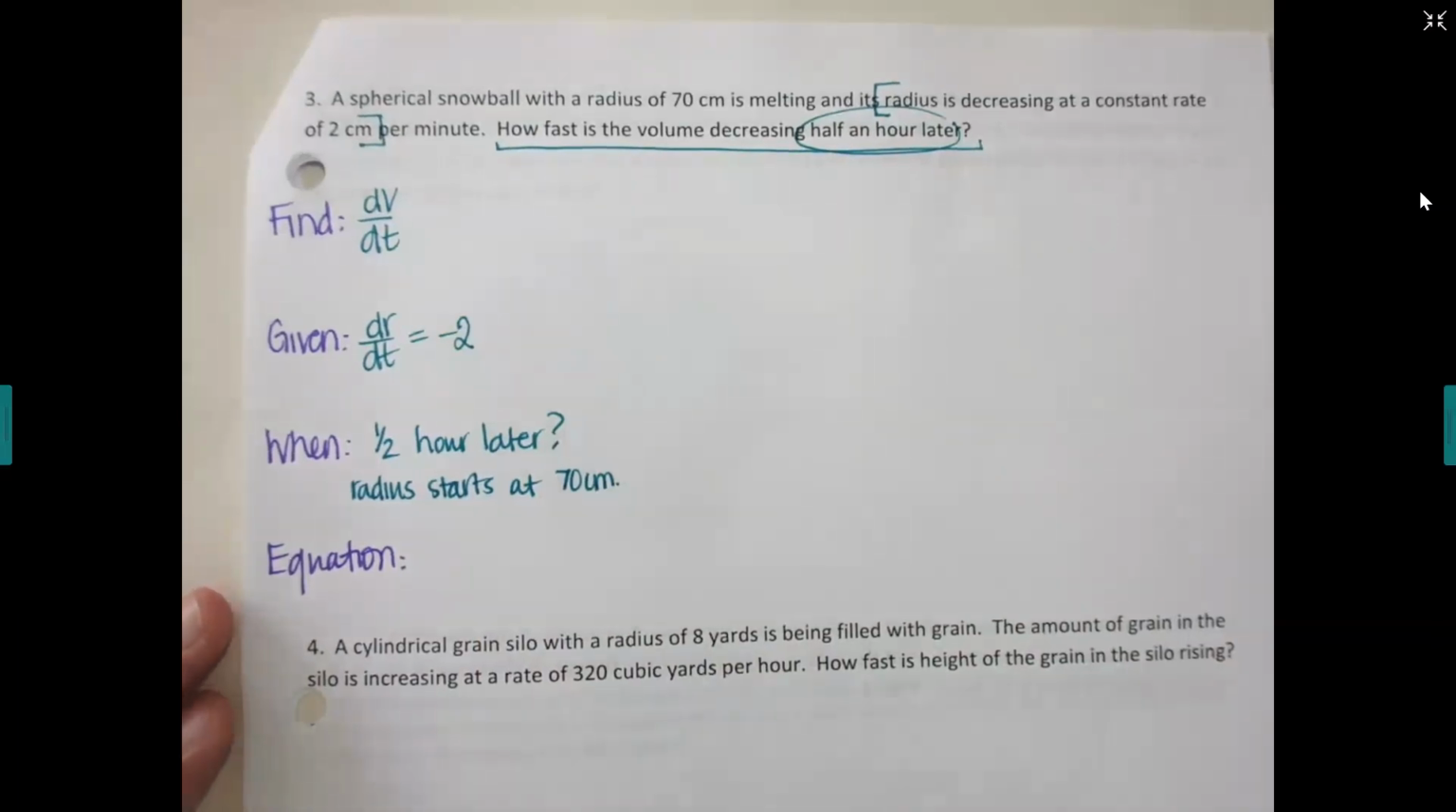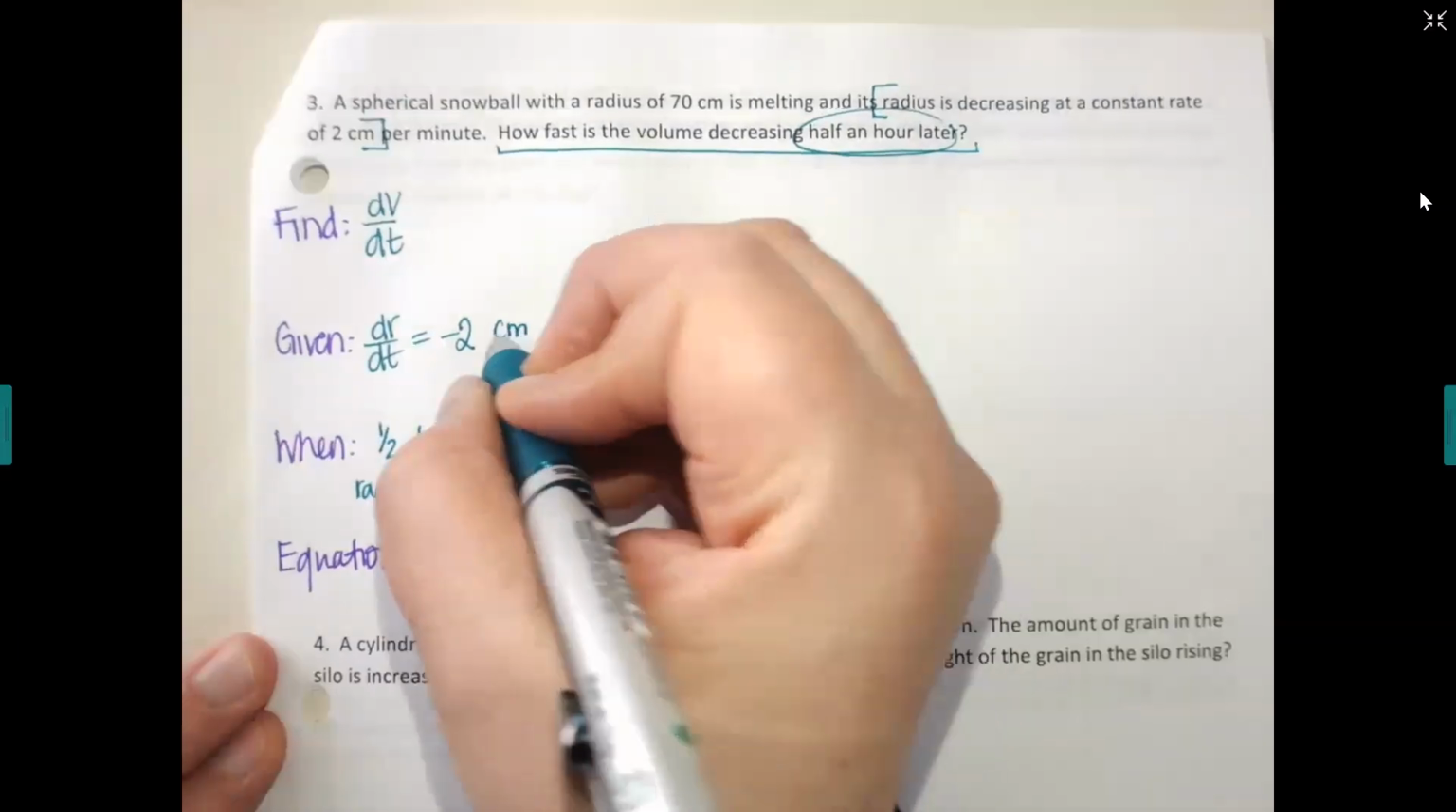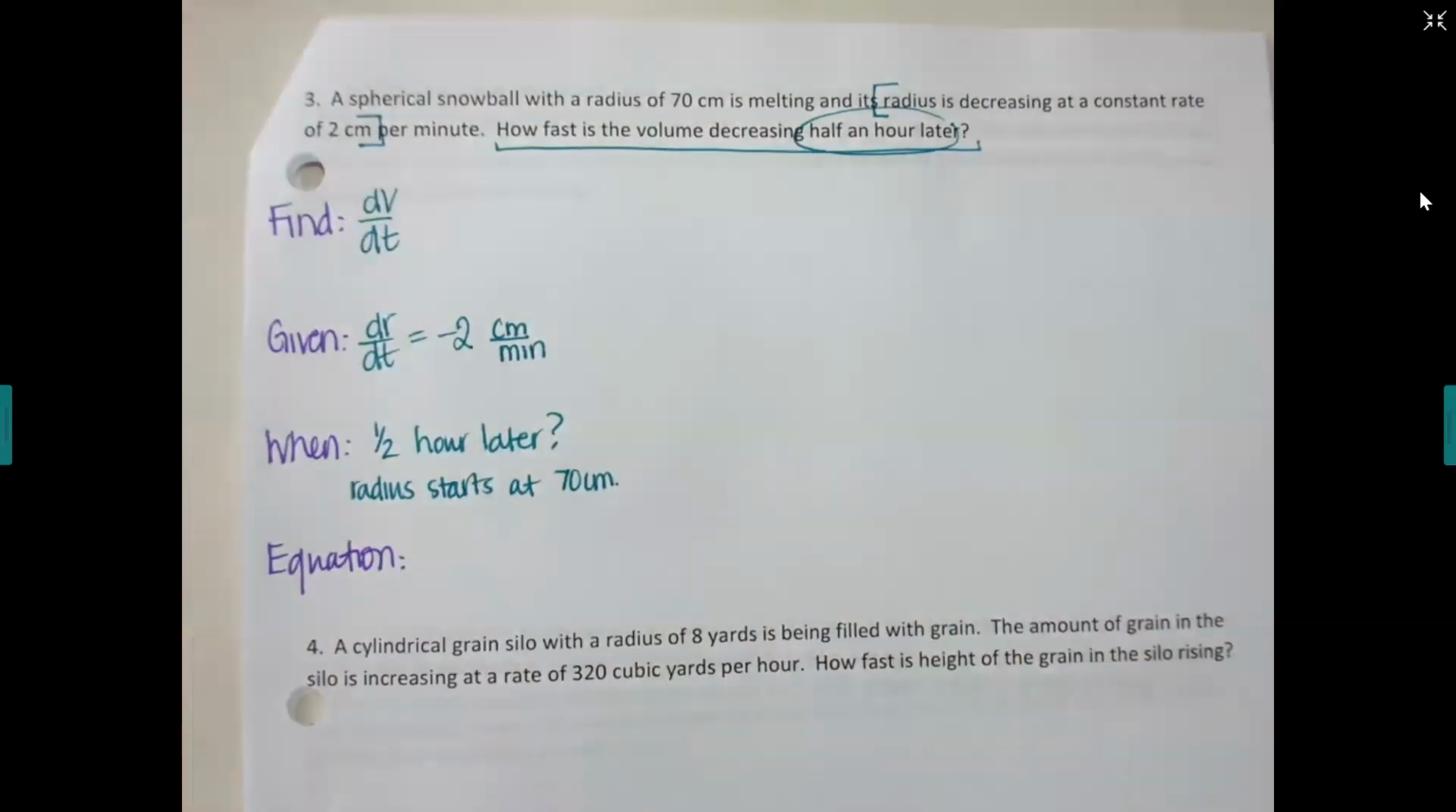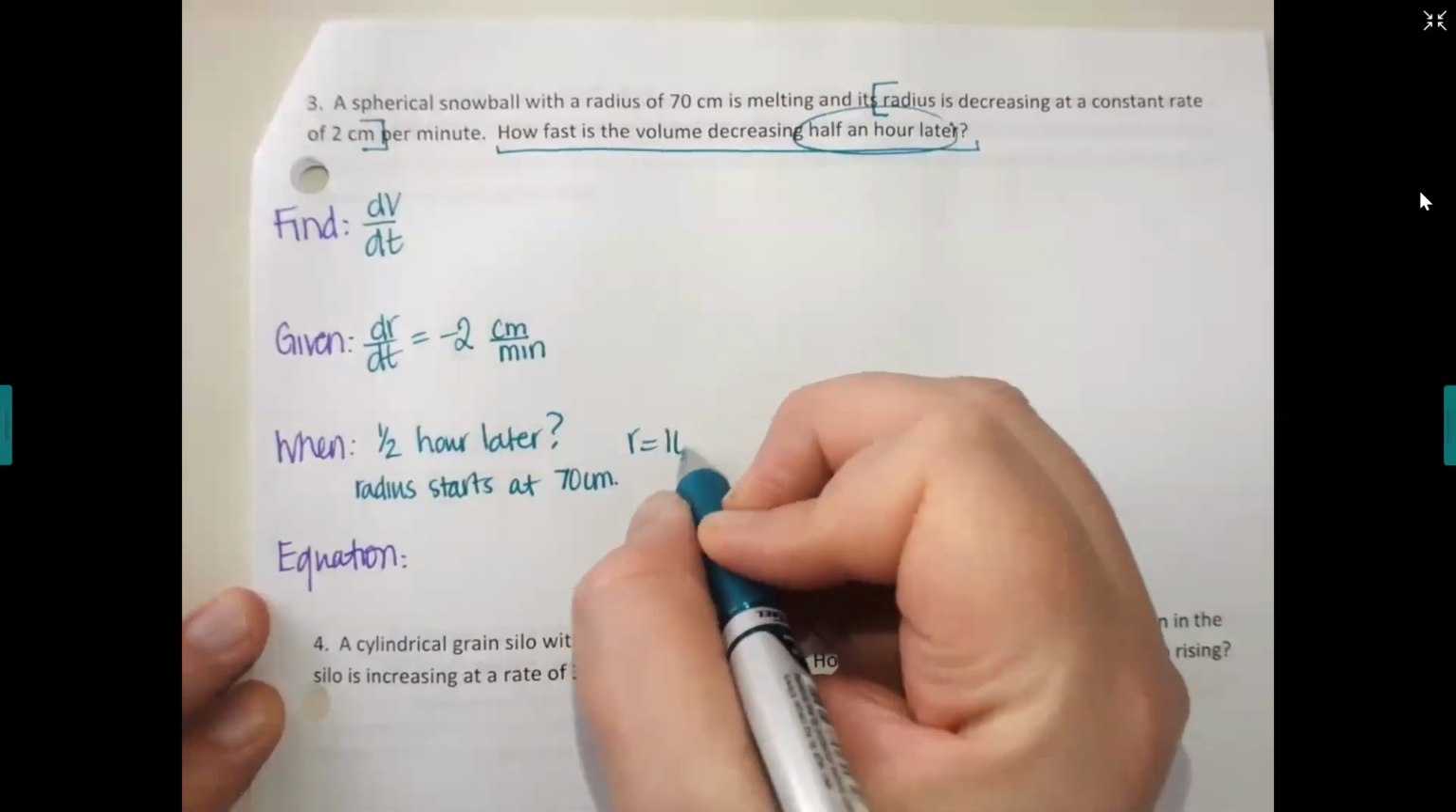Okay, let's do a little bit of this. This isn't even really calculus. This is just like regular math. Okay, how fast is the radius going down? Centimeters per minute. If I'm going to wait half an hour, okay, listen to the thinking here. Half an hour, how many minutes is that? 30. So if it goes down 2 centimeters every minute for 30 minutes, how many is it going to go down? 60. What did it start at? 70. So how many centimeters would be left? 10. Does that make sense? Okay, so I'm going to put over here R is 10.